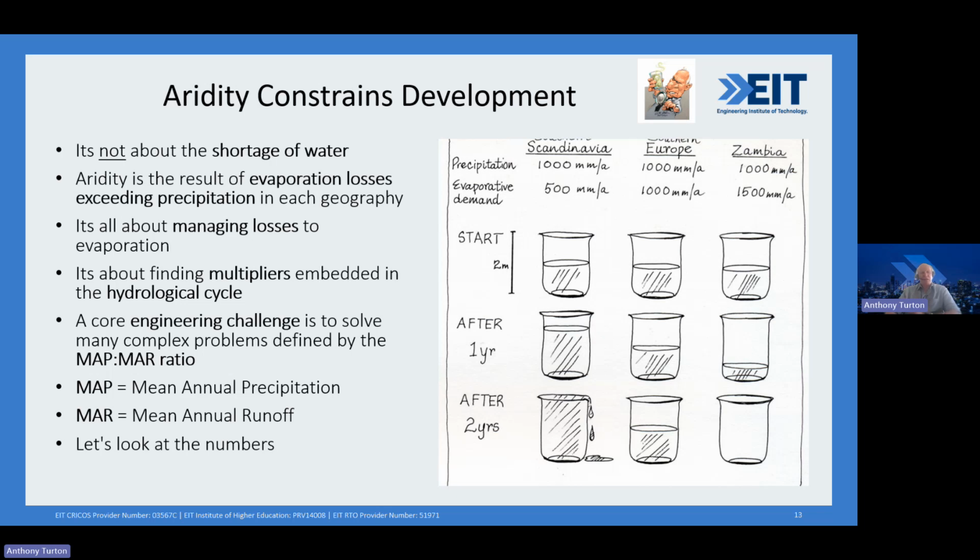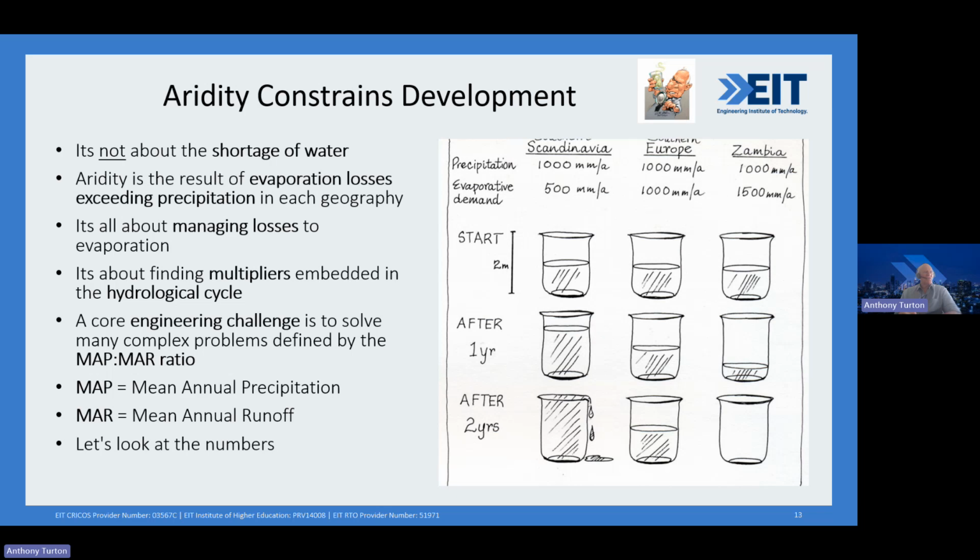But in the Zambian, and let's call it the arid part of the world model, even though you've had 1,000 millimeters of rain, you've now got an empty water tank. So this helps us to understand that it's not about a shortage of water, and that's what that video clip that didn't play is all about. It's not about an actual shortage of water.